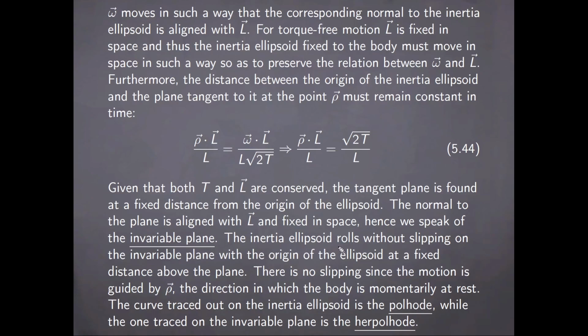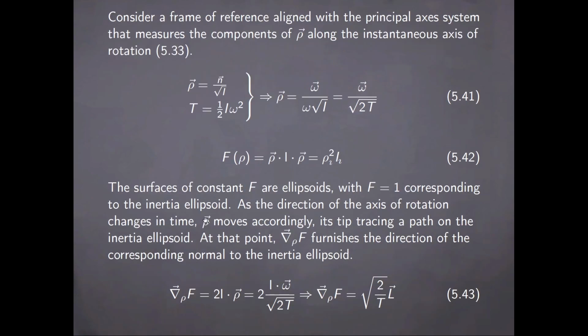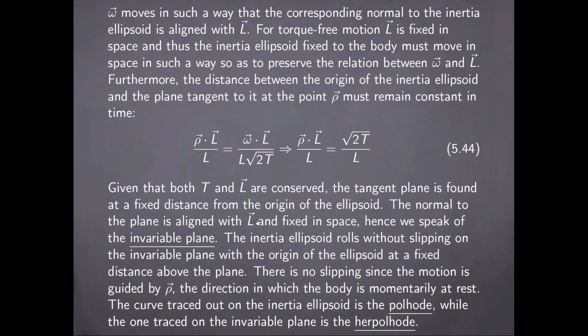The inertia ellipsoid rolls without slipping on the invariable plane, with the origin of the ellipsoid at a fixed distance above the plane. There is no slipping since the motion is guided by rho, the direction in which the body is momentarily at rest, as this is the direction in which the angular momentum vector points. The curve traced out on the inertia ellipsoid is known as the polhode, while the one traced on the invariable plane is known as the herpolhode.